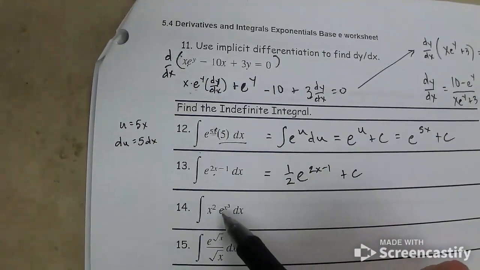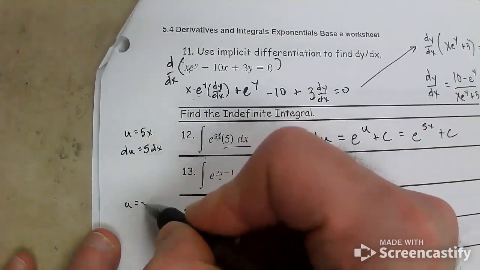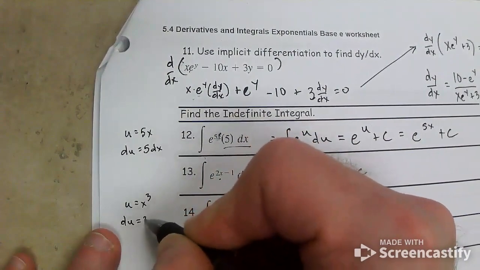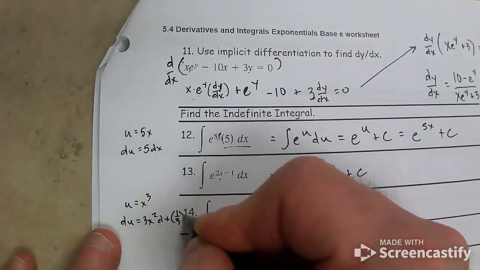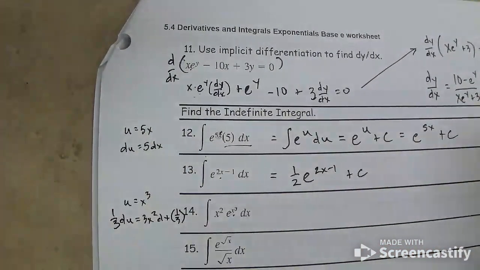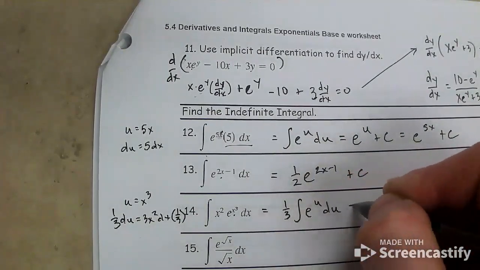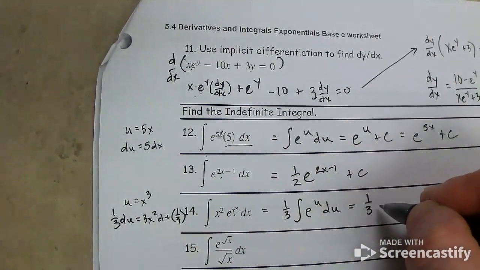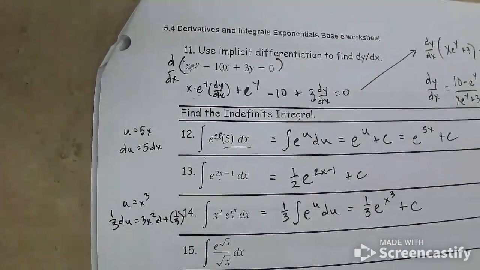Okay, in this scenario, let u be the exponent, and another way to tell why that's the exponent is this is a degree 3, that's a degree 2. Your u is usually 1 degree higher. So if we let u equal the x cubed, du equals 3x squared dx. But I want to replace x squared dx, so that's why I'm going to multiply both sides by 1/3. So then this ends up becoming 1/3 integral of e to the u du, which equals 1/3 e to the u, which is e to the x to the third, plus c.